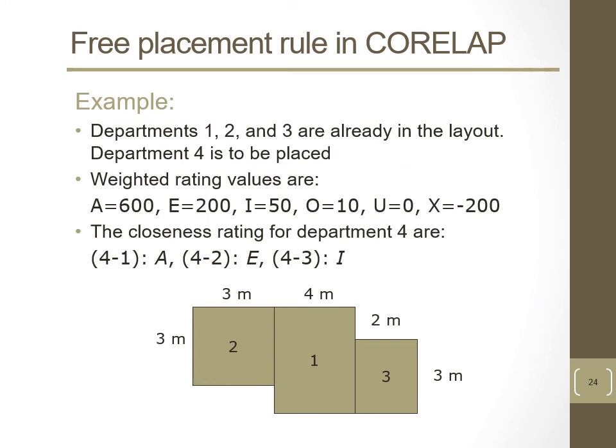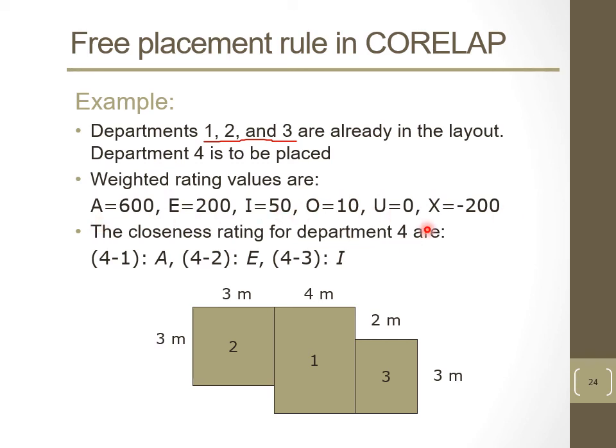Let's assume that while running this CORELAP algorithm, we already placed departments 1, 2, and 3. Okay, we already placed them, and their initial shape or placement is like this. We started with department 1 and then decided to place department 2 here, and assume we decided to place department 3 here. Now we are going to place department 4. Okay, so the relationships between these departments and their weights are given.